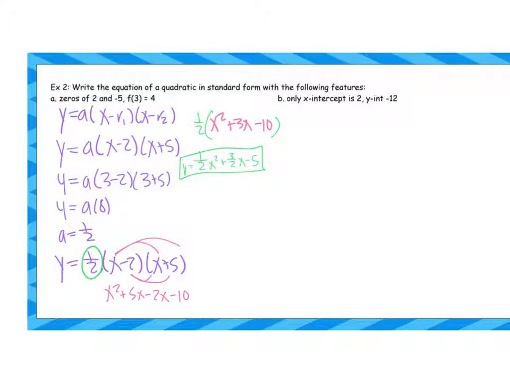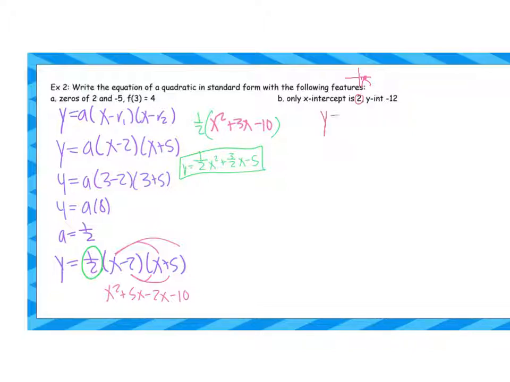B is very similar. It gives us an x-intercept, so I could use root form. But what I also could use actually is vertex form, because it tells you the only x-intercept is 2. Well, if the only x-intercept is 2, that means that point has to be the vertex. It's either going to open up or it's going to open down. In this case, we know it's going to open down because the y-intercept is negative. But either way, we know that the k value of my vertex is 0 because it's on the graph. We know the h value of my vertex now is 2, since that's the only x-intercept.